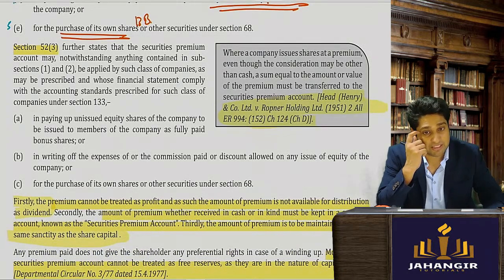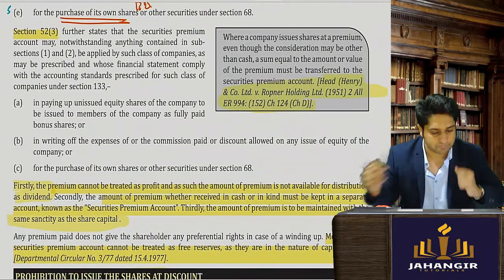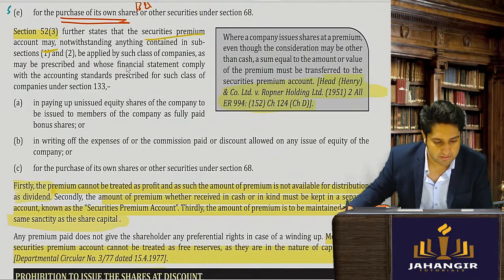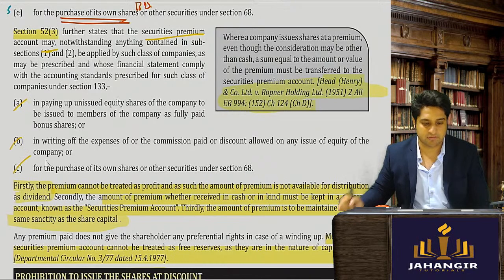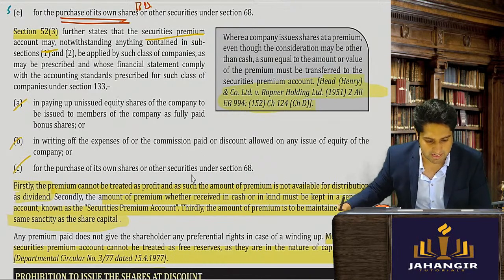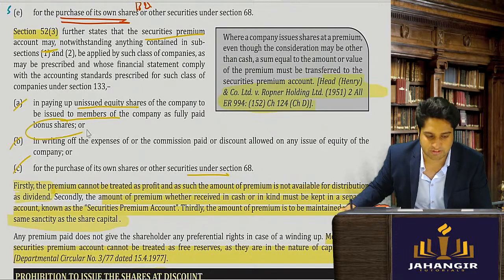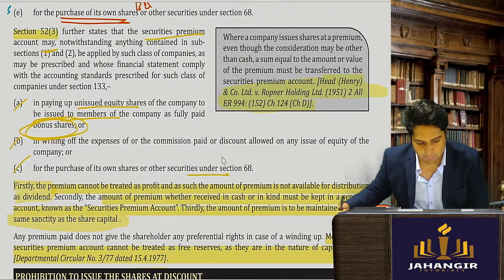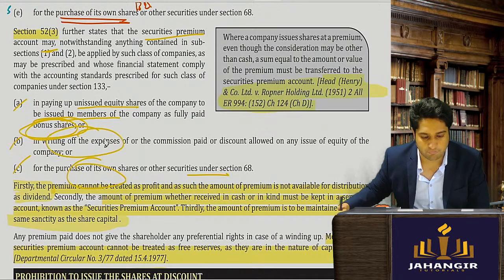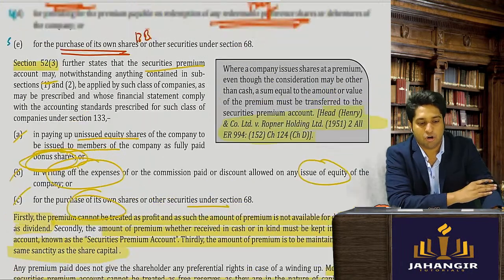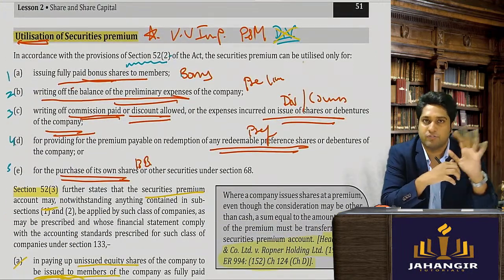Section 53 subsection 3, what does it talk about? That the security premium account may also be used for these purposes which they have given: buyback, and paying up unissued equity shares to be issued to the members as fully paid bonus shares. So for bonus shares, for buyback, and for writing off any of these expenses you can use. All of them are given in a summary in 0.5 points.